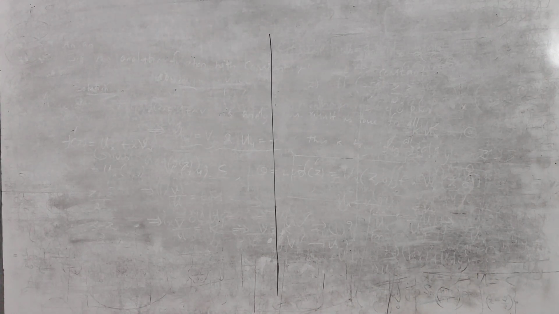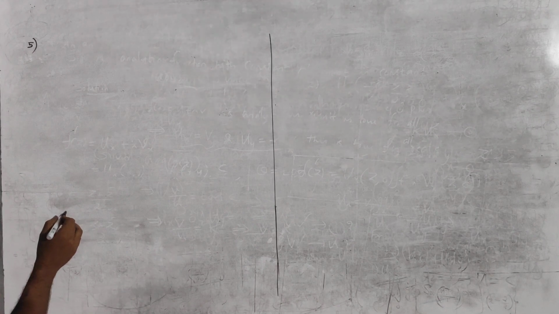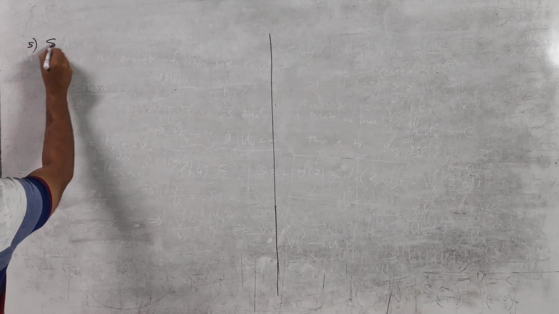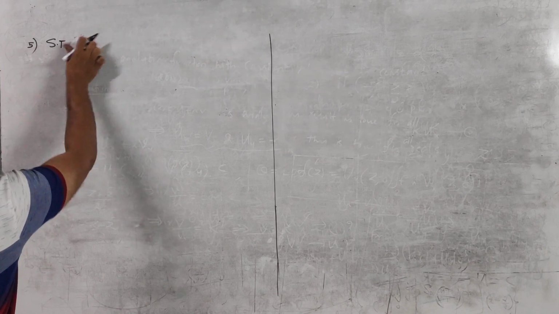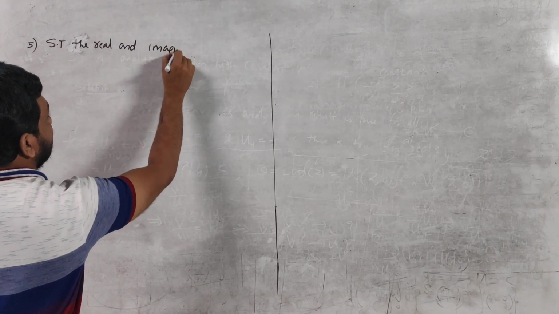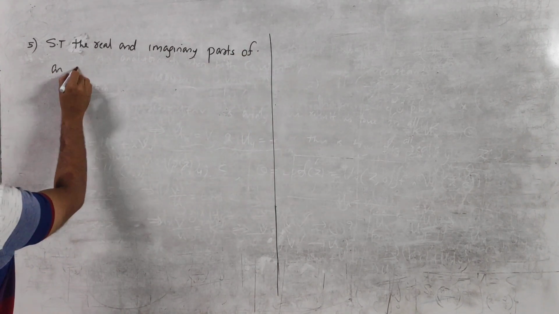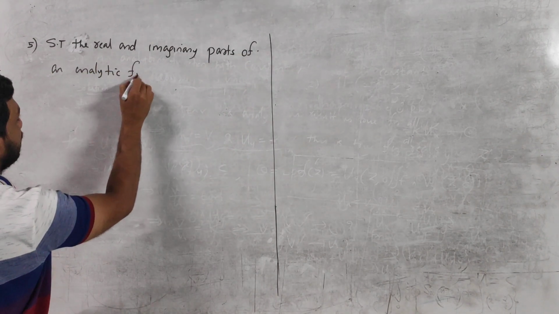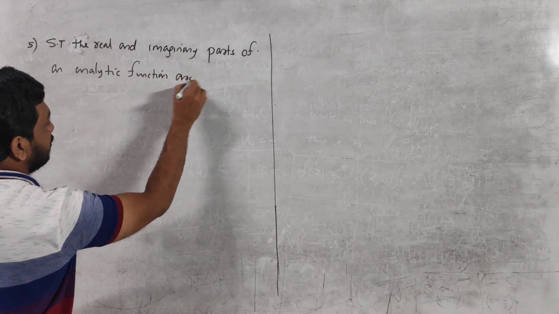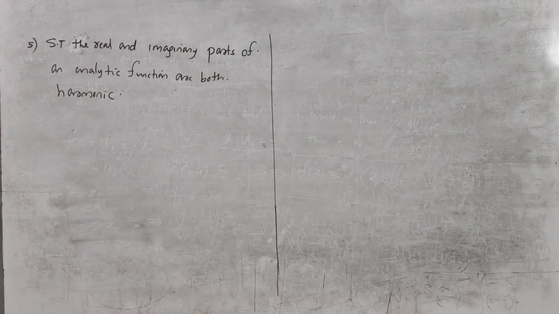Hello everyone. Now I am going to discuss one more result in the section on analytic functions. That is the fifth result, because I have already mentioned four results in the earlier video. So the fifth one is: show that the real and imaginary parts of an analytic function are both harmonic.